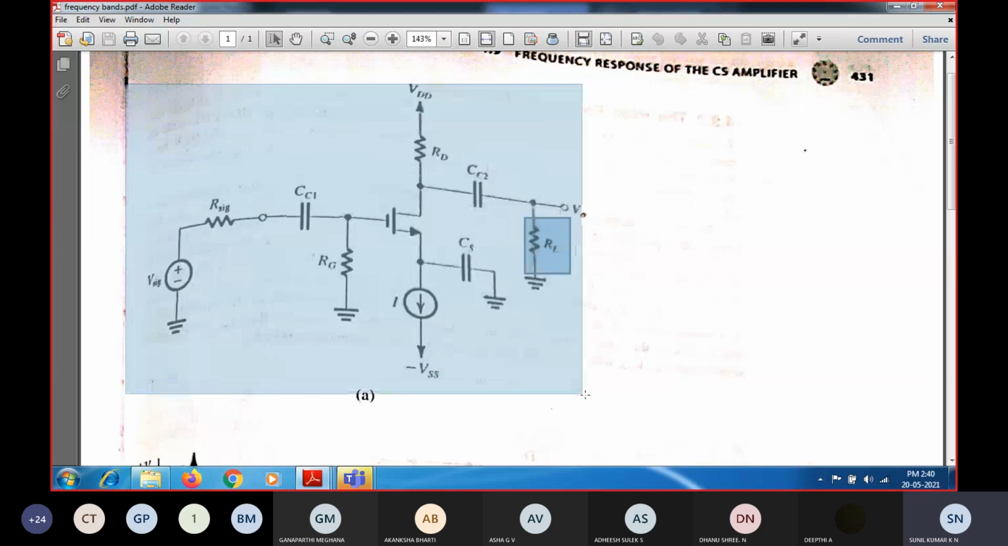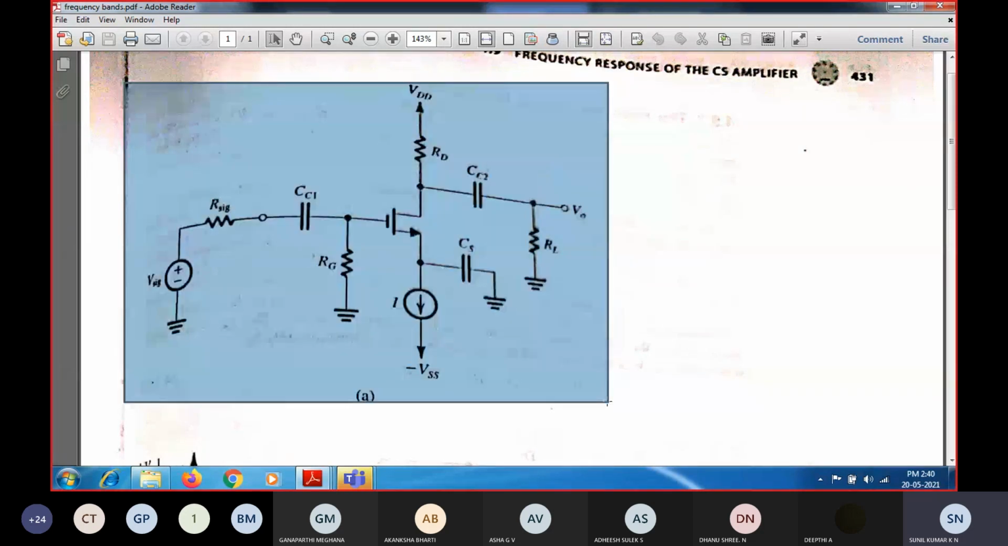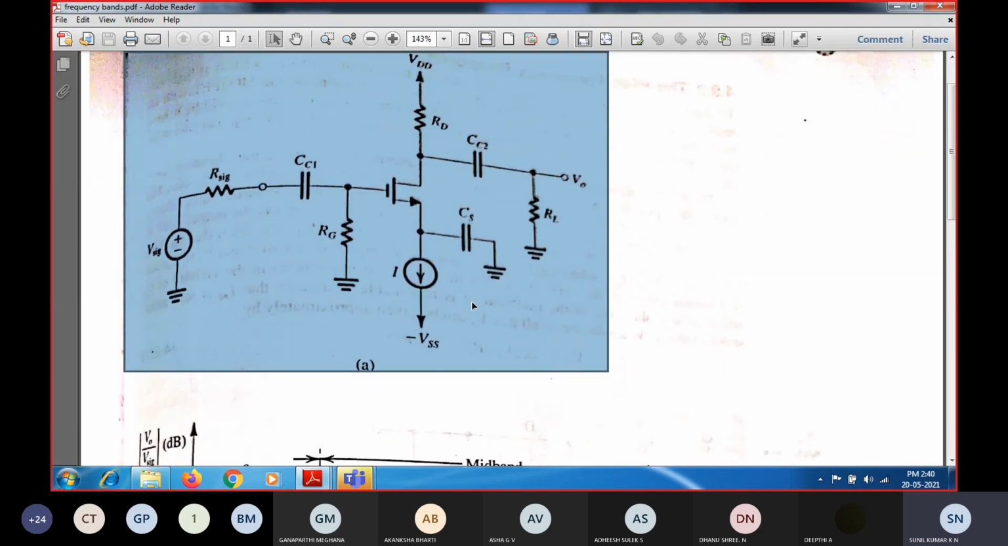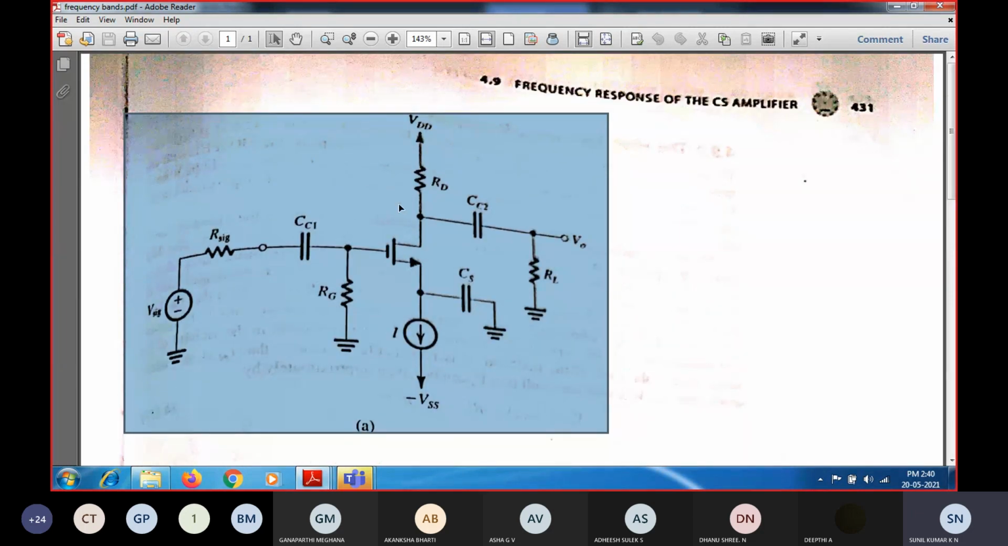Remember, this is the circuit diagram of the common source amplifier. For this common source amplifier, in the next topic I am going to discuss the low frequency response. Today I am speaking about the high frequency response of the common source amplifier. Tomorrow I will be discussing the low frequency response. For both analyses, we have to take this as a common circuit diagram. So this is a common source amplifier with all the capacitances included within it.